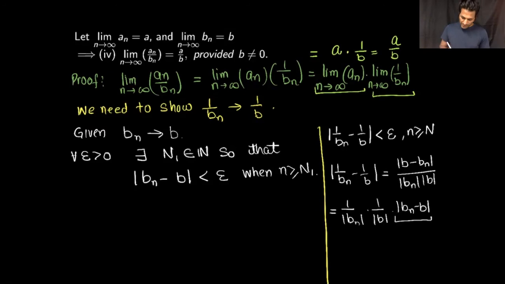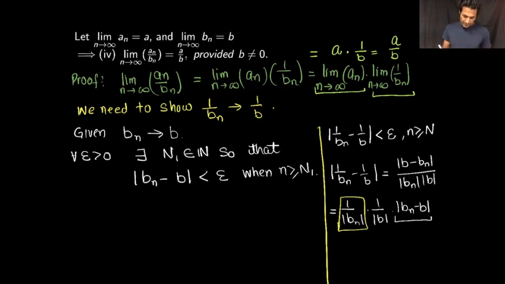But I also need to find what is the bound of this term 1 over bn. I need to show this is less than or equal to some real number. So let's work to produce this term 1 over bn.